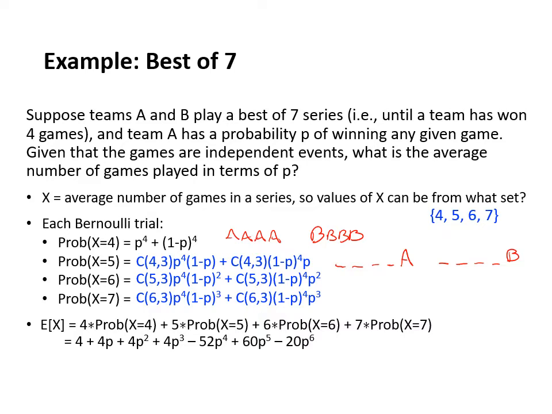So we have to place another 3 A's in these 4 slots. And then probability is p to the power 4 times 1 minus p. That's captured by this first expression.